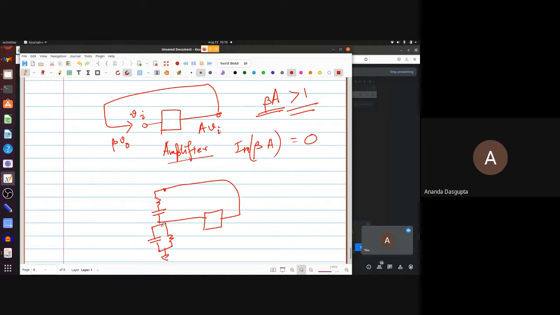Which is great, because you don't really want thermal noise to be amplified and you get a huge number of different frequencies. You want one particular frequency. Okay, so this is how a very simple oscillator can be built.